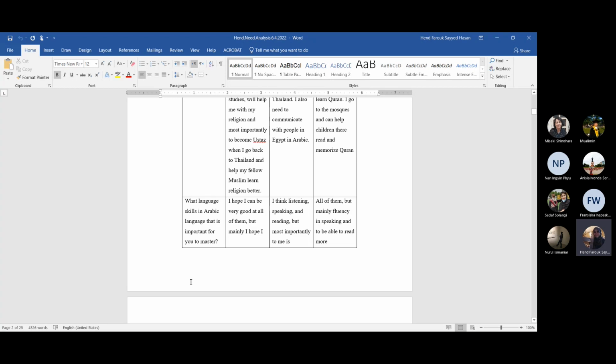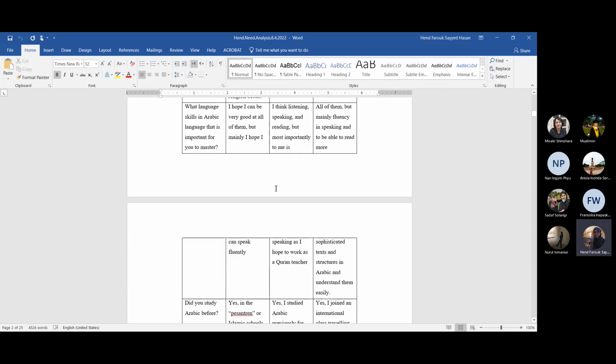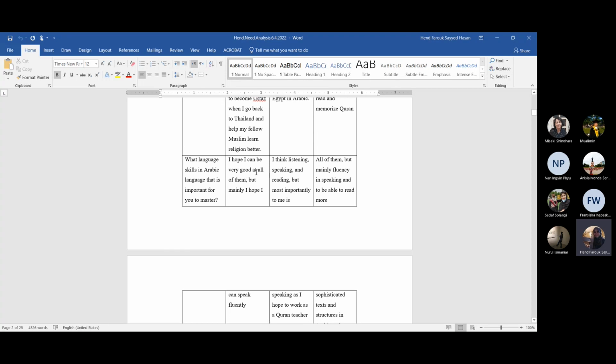So regarding the language skills that they want to learn in Arabic, by asking the three of them, I finalized that all of them mainly need to focus on speaking skills in Arabic. This is a skill that will help them the most with their targets. So for Fathi, for example, he said that he hopes that he can speak Arabic very well, very fluently. For Thuwaiba, she said that she thinks listening, speaking, and reading, but most importantly to her is speaking skill. The same for Rabia, she wants to be able to speak Arabic more sophisticated, more structured.